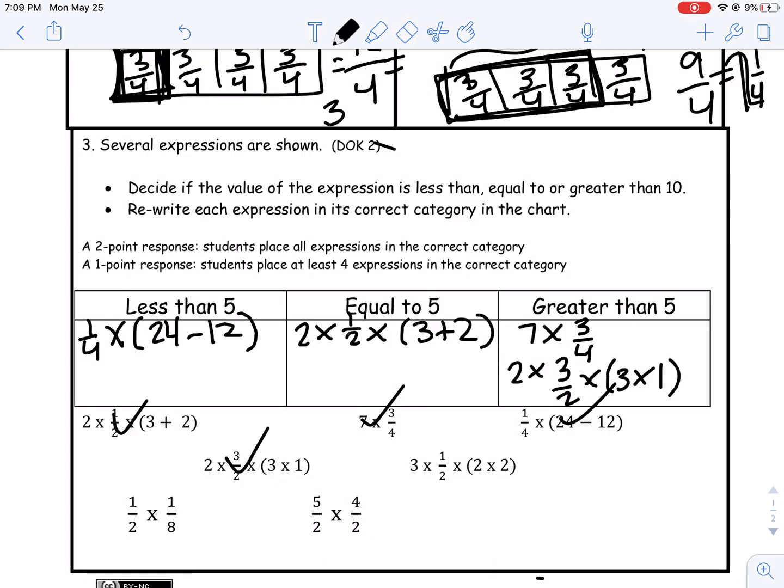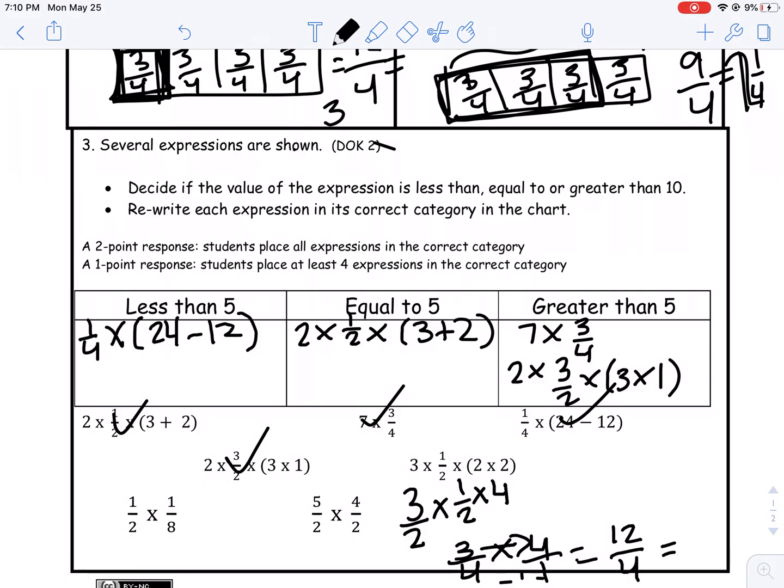Okay, next I have 3 times 1/2 times 2 times 2. Order of operations always comes into play here. 2 times 2 equals 4. I'm going to rewrite that equation with my found information. And remember, it's only multiplication now, so now I get to just go in order from left to right. 3 times 1 equals 3. 2 times 2 is 4. 3/4 times 4, I'm going to put that over 1 to make it into a fraction. 3 times 4 is 12. 4 times 1 is 4. 4 goes into 12 3 times. So that one would be less than 5.